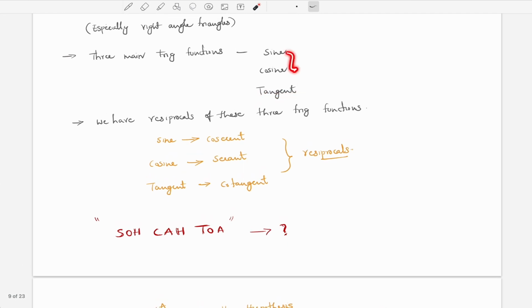We have three main functions, and we have three reciprocals of them. So what are they? The sine will become cosecant, the cosine will become secant, and the tangent will become cotangent. I hope you're getting it. These are called reciprocals.